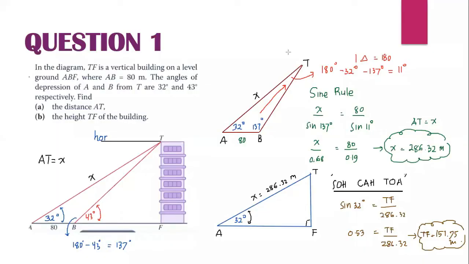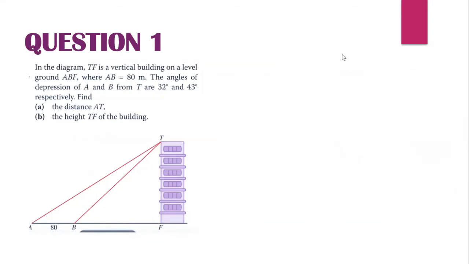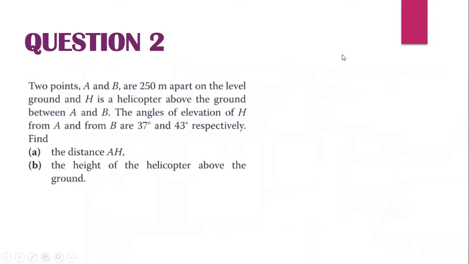Okay, students, we go to the next question. Question 2. Two points A and B are 250 meters apart on level ground, and H is a helicopter above the ground between A and B. The angles of elevation of H from A and from B are 37 degrees and 43 degrees respectively. Find the distance AH and the height of the helicopter above the ground.